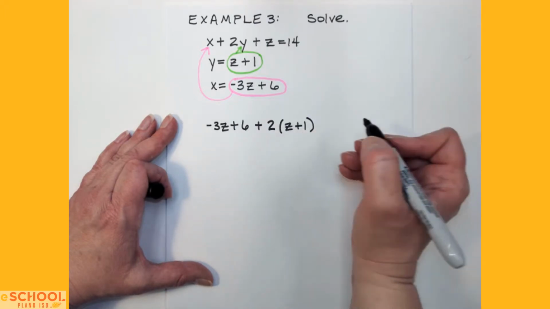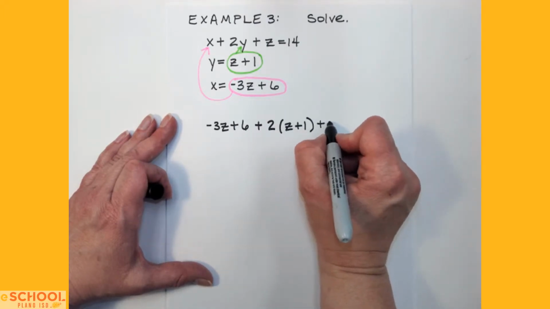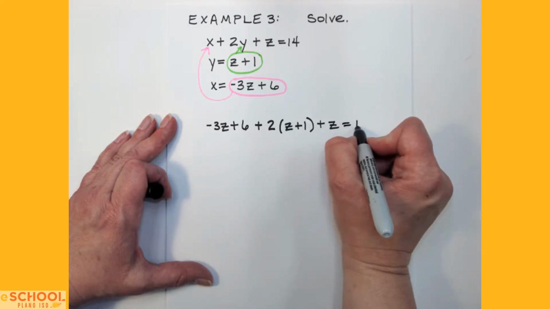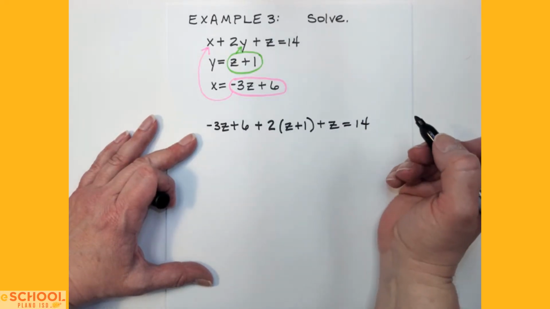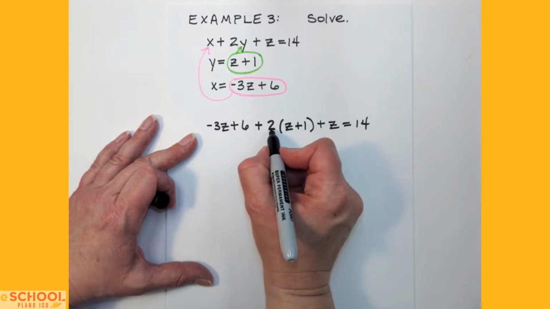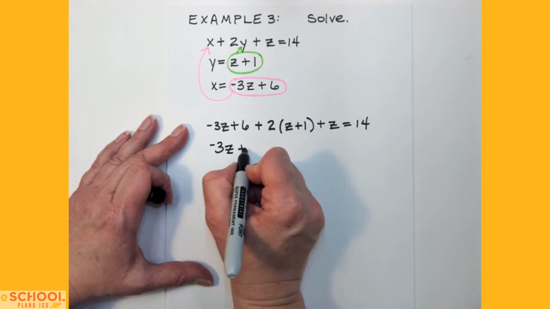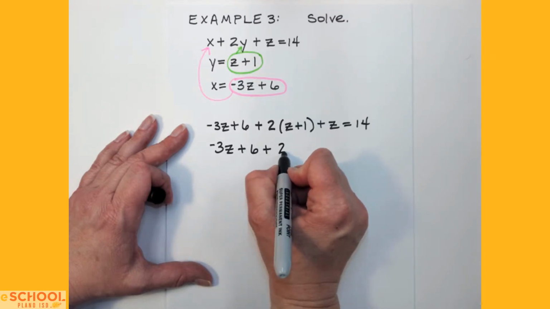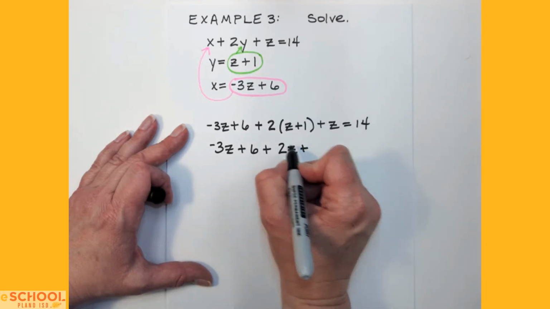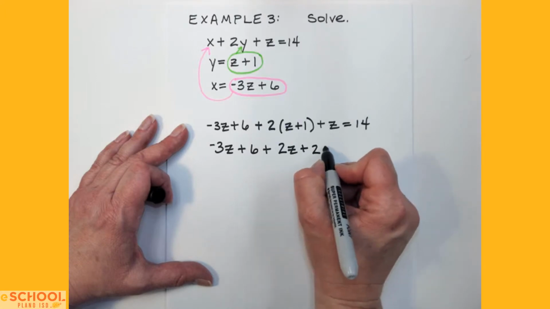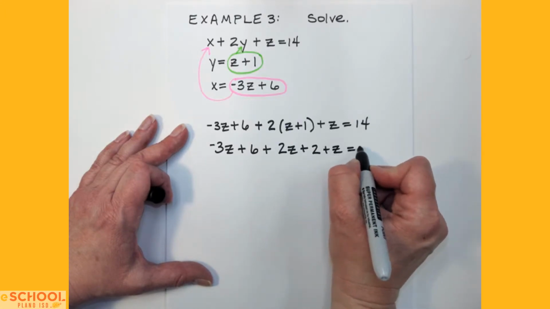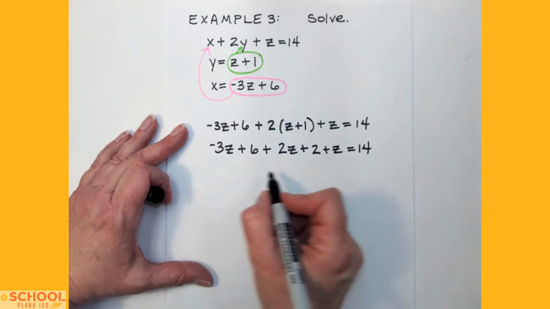2 times the quantity z plus 1, and then plus z equals 14. Now I'm going to distribute the 2 times z plus 1. So I've got negative 3z plus 6 plus 2z, and then plus 2 times 1 is 2, plus z equals 14. Now let's simplify over here.